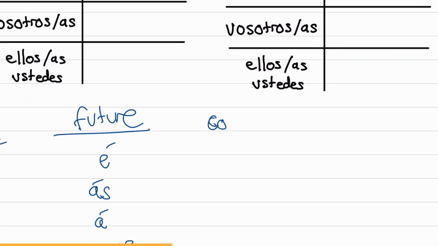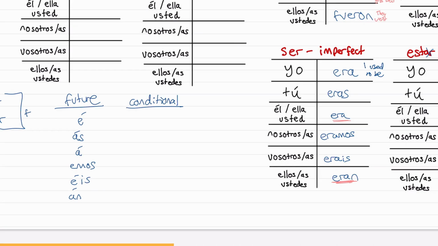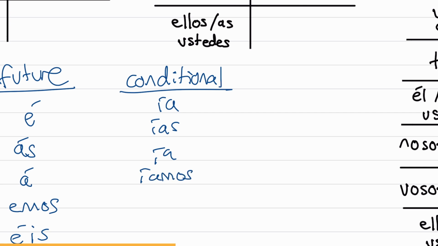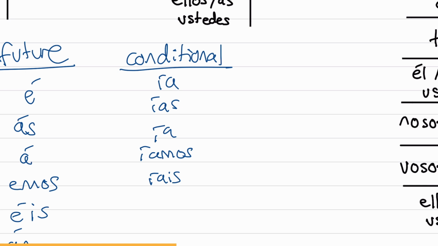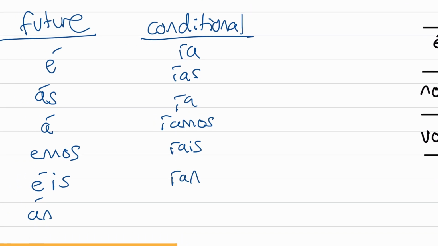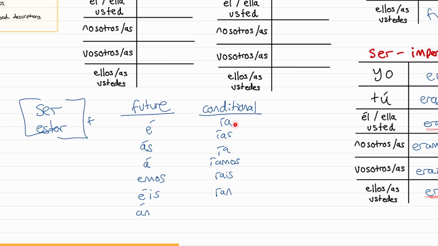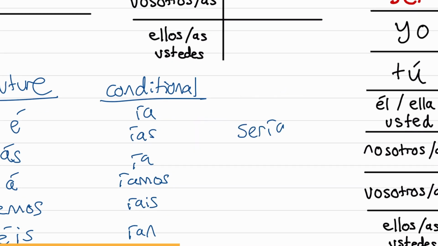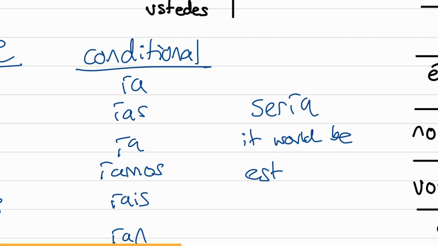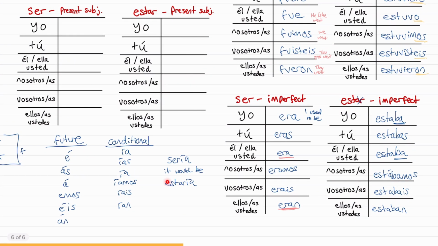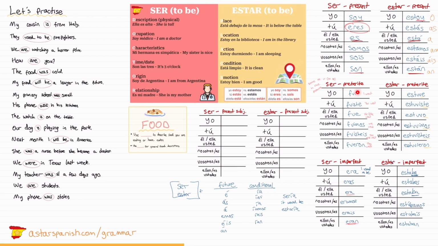And lastly, conditional. This is the would, isn't it? Something would happen. The conditional: ía, ías, ía, íamos, íais, ían. As normal, estaría, estarías, estaría, sería. So sería, for example, something you would have seen a lot, is it would be. But always be careful. Estaría is the exact same thing, isn't it? But what's the difference? Well, it all comes back to context. Okay, so sería, it would be. So that's the future, conditional, and then the three really common tenses, present, preterite, and the imperfect.